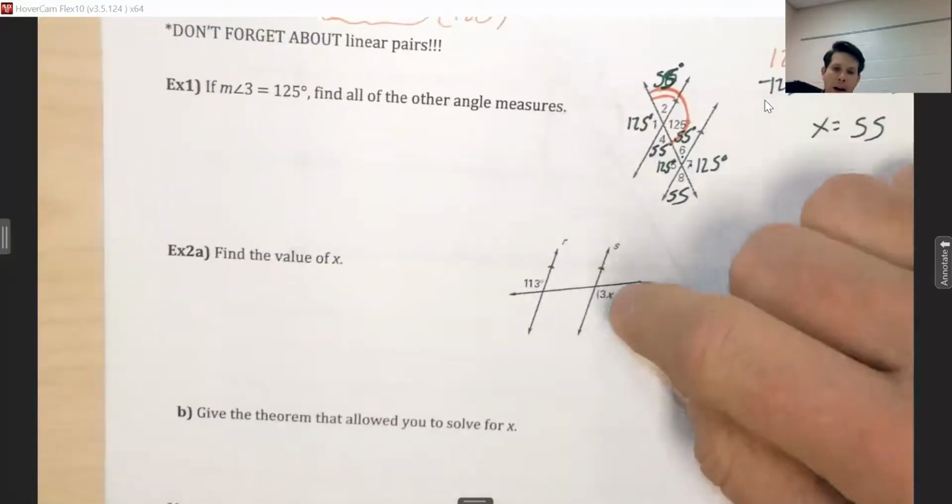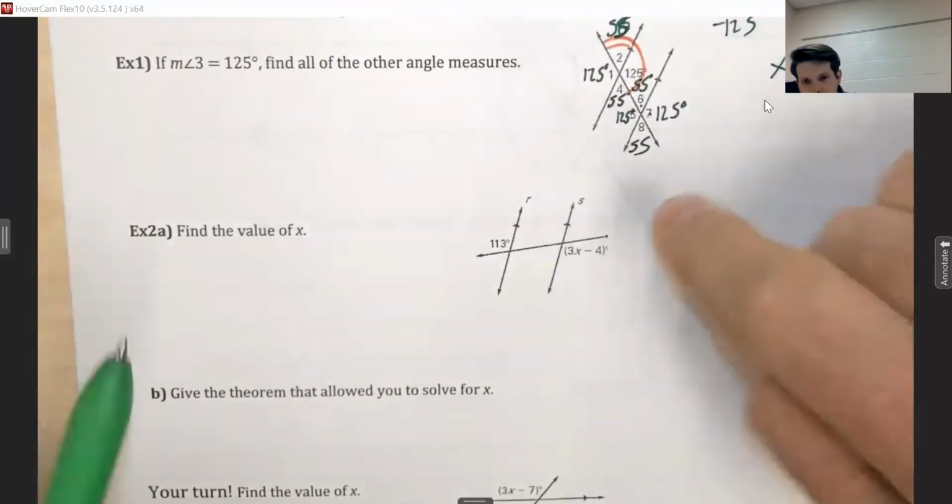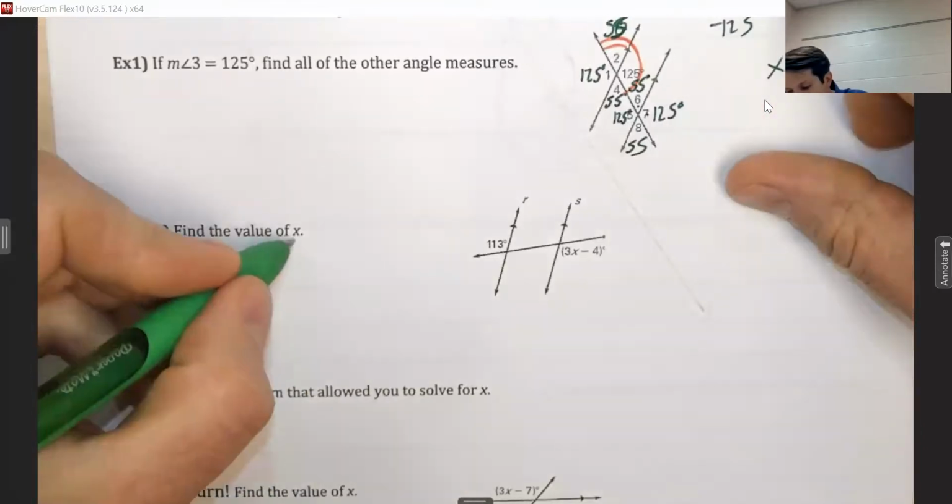For our second example problem that I want to do with you, I want you to take a look at these guys right here, and we're trying to find out what the value of x is.